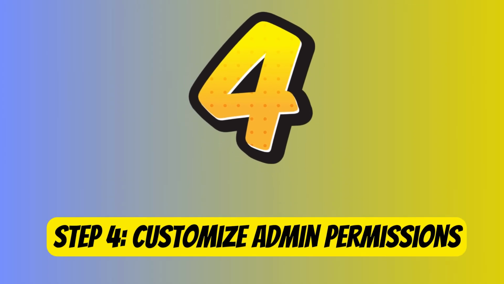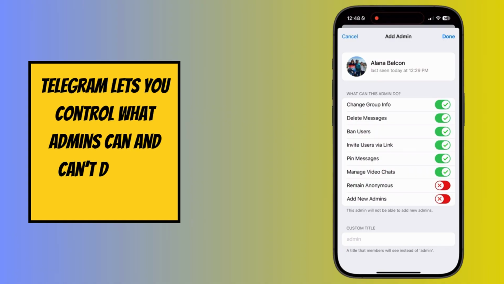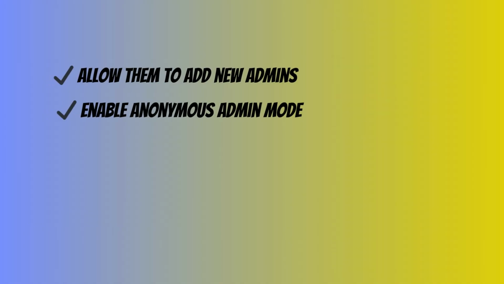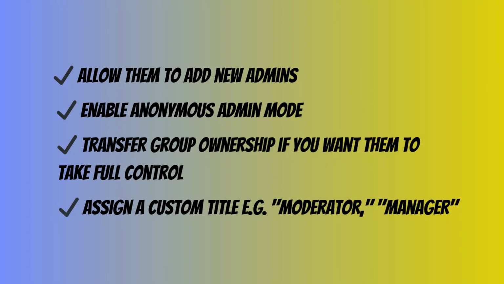Step 4. Customize admin permissions. Telegram lets you control what admins can and can't do. You can allow them to add new admins. Enable anonymous admin mode. Transfer group ownership if you want them to take full control. Assign a custom title. Example, moderator or manager.